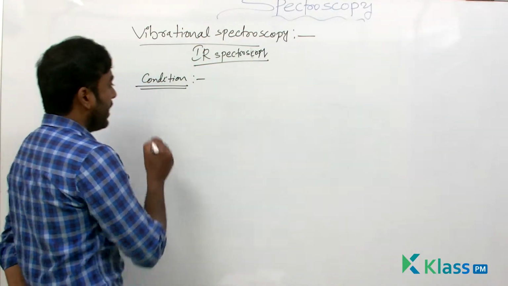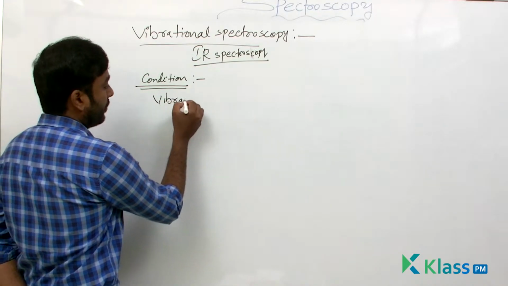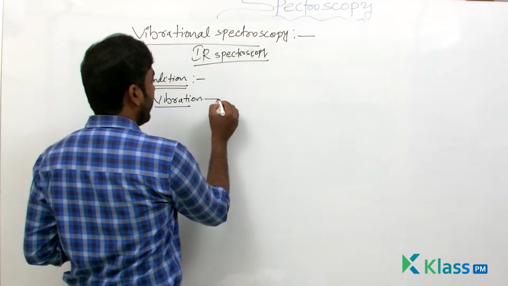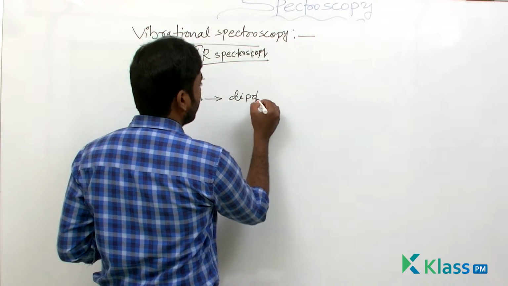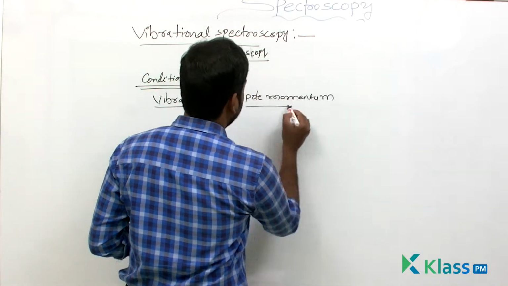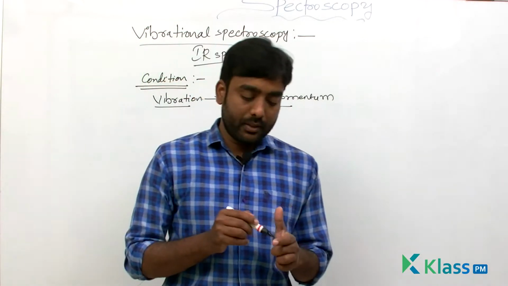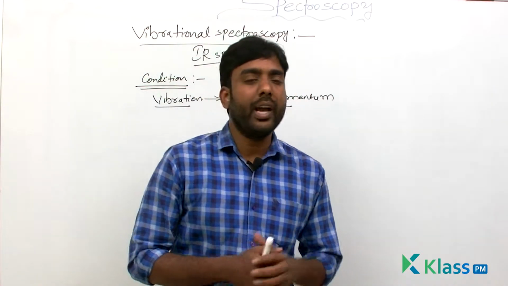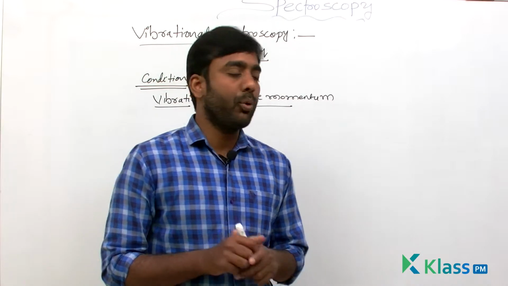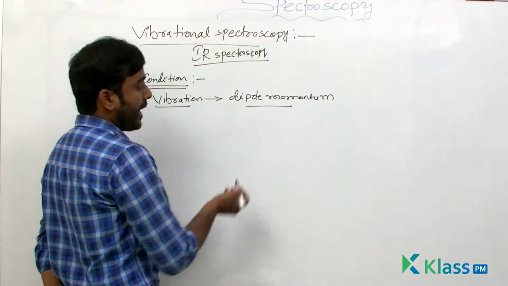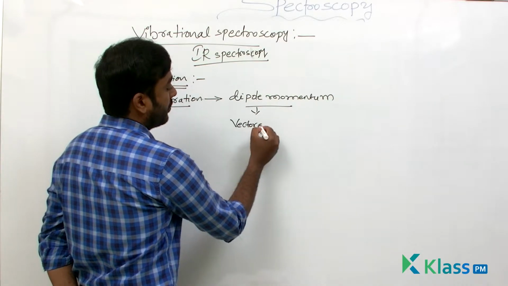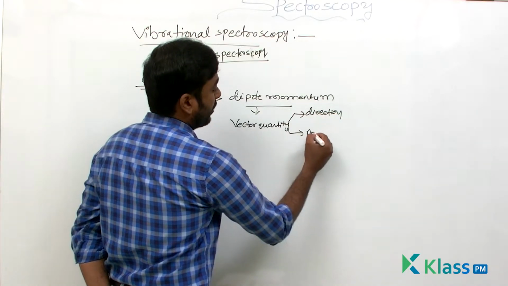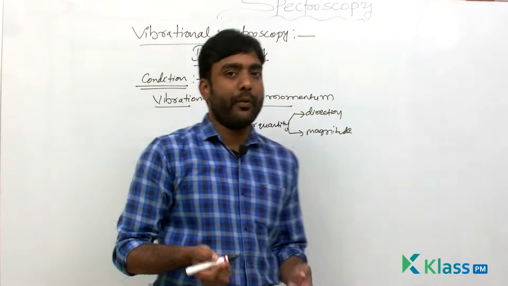The condition is that if there is a vibration in a molecule, it should change its dipole moment. There are two kinds of changes in the dipole moment. We know that dipole moment is a vector quantity, so it has a direction and it has a magnitude also. Both it has.